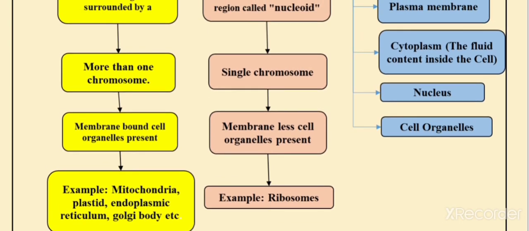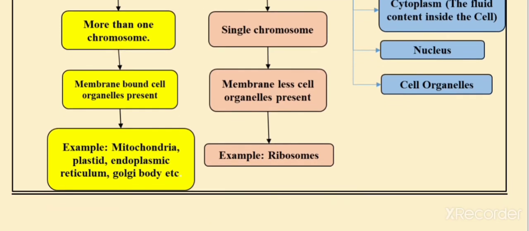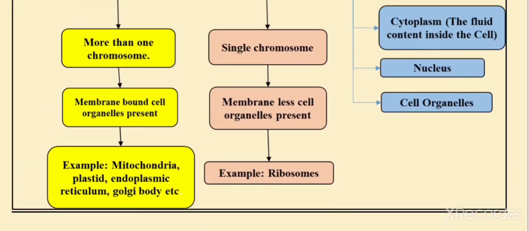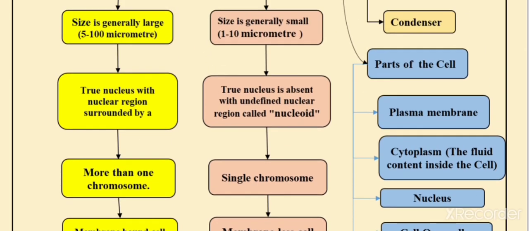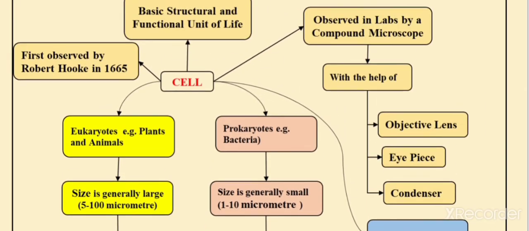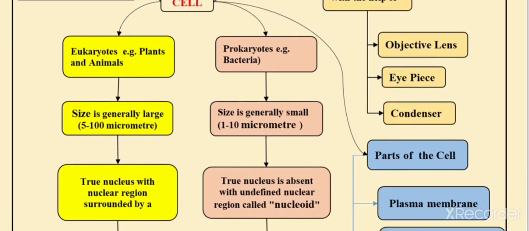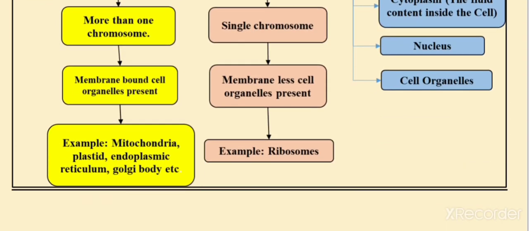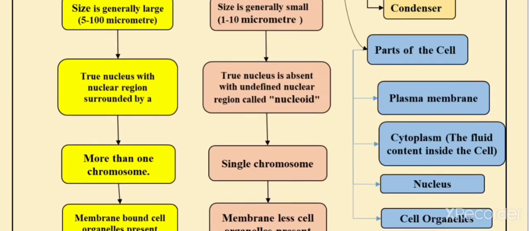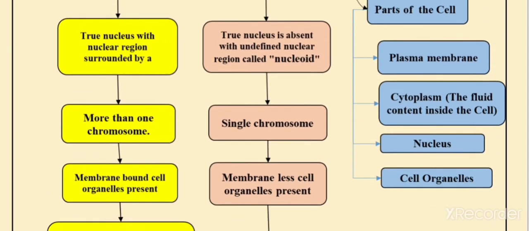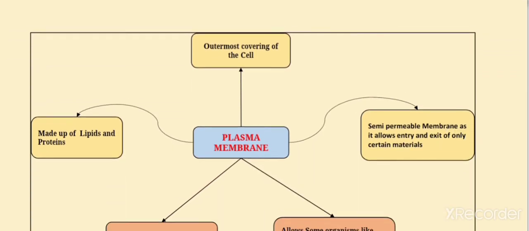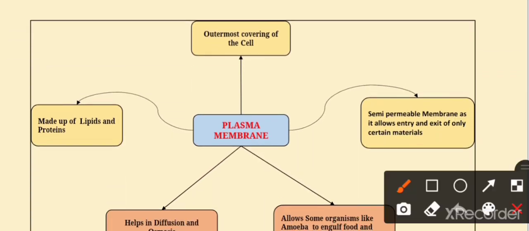First one is your plasma membrane, second one is your cytoplasm, third one is your nucleus, and fourth one is your cell organelles. Please students, see this map carefully, because if you learn this concept in this map, the whole chapter will be clear to all of you. Okay, so after this, first of all we discuss the first point of this chapter, the plasma membrane. So starting from the plasma membrane.